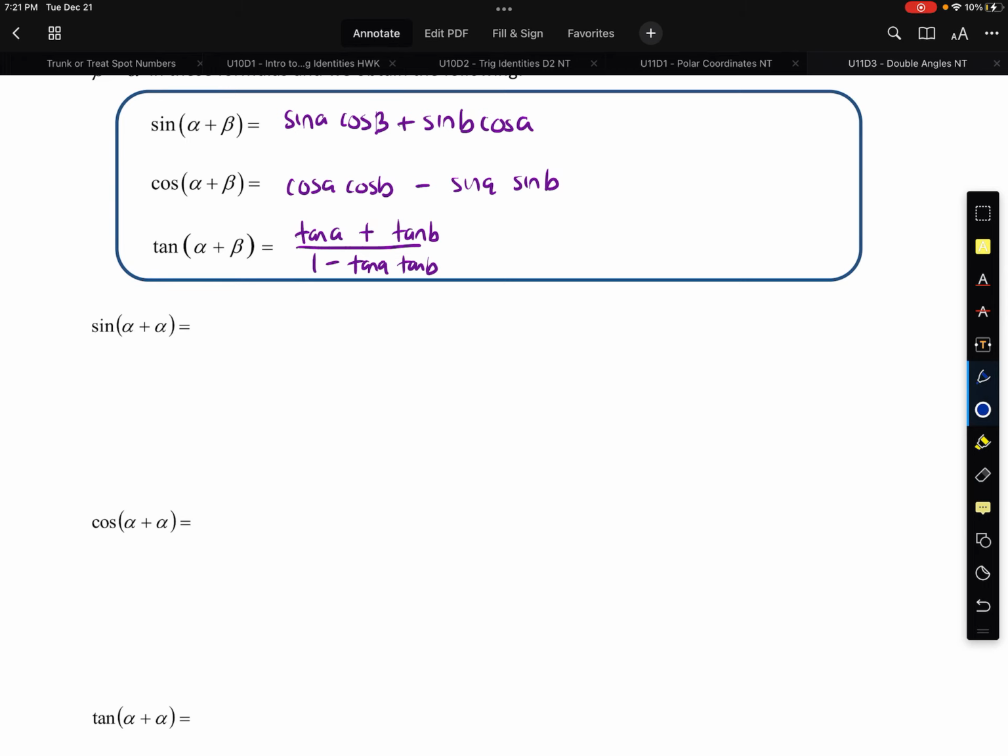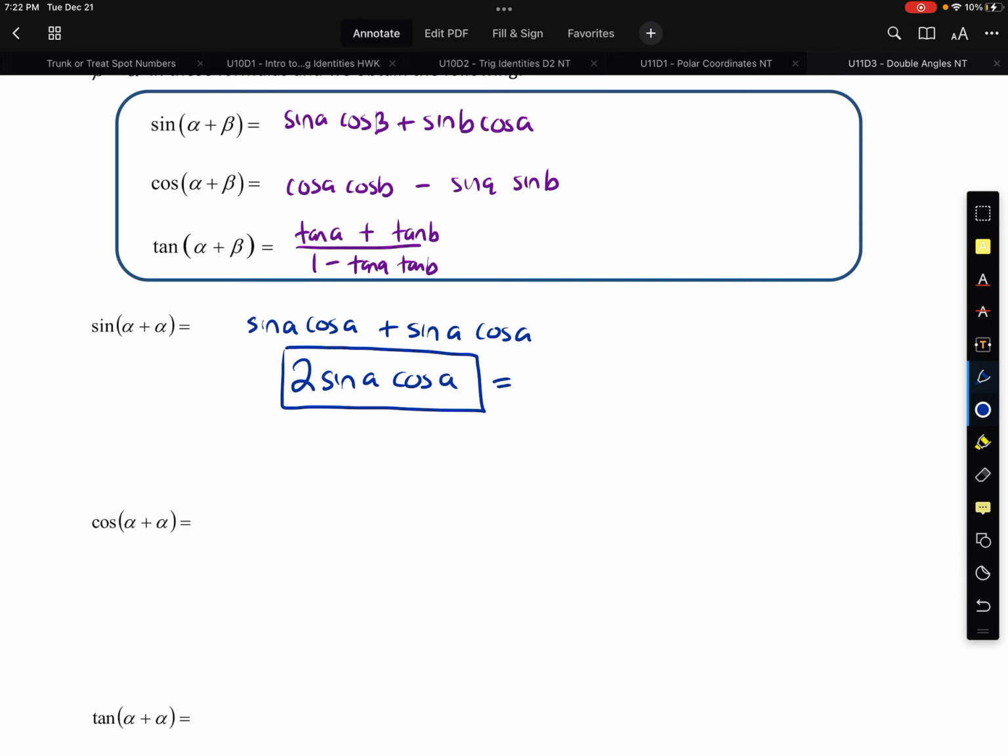So creating the formulas here. If I take the above, and instead of beta, have alpha, I have sine A cos A plus sine A cos A. And if I simplify that, since they're exactly the same, I have 2 sine A cos A. So my double angle formula for sine is 2 sine A cos A. And the way we properly write this is equals sine of 2A.